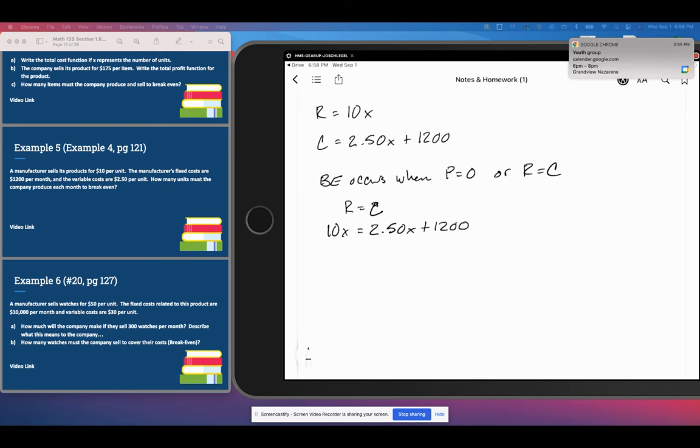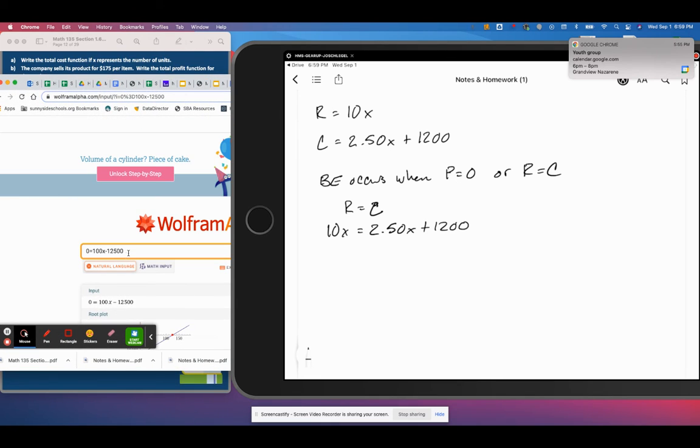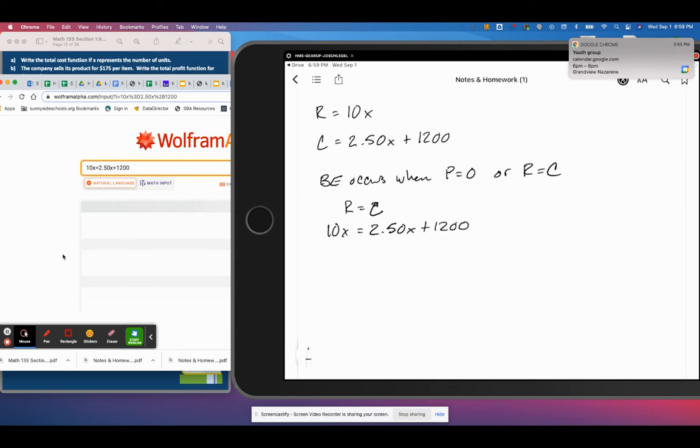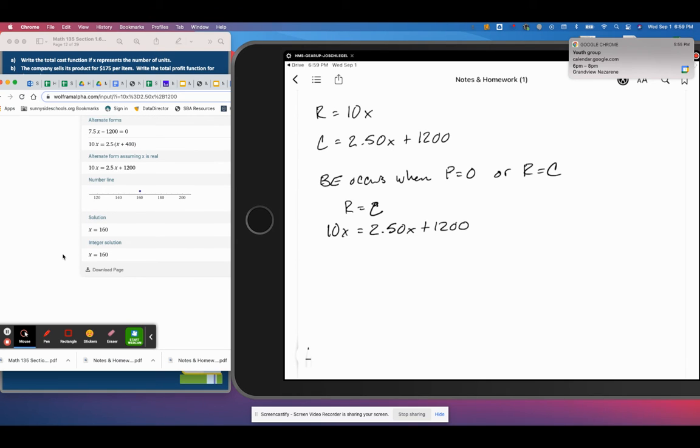We're going to give that to Wolfram, let some stuff happen, and see what we get. So 10x is equal to 250x plus 1200. And we get 160. So with x being equal to 160, the company must sell 160 units to break even.